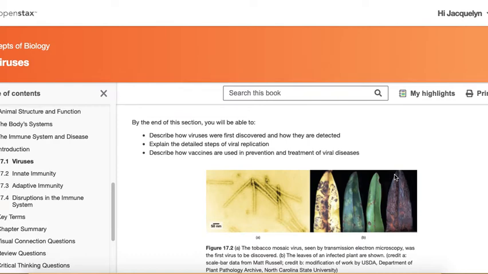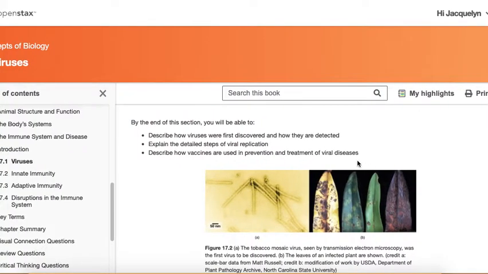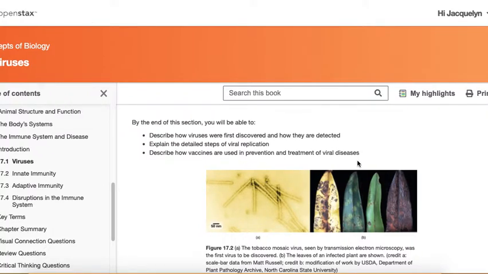So, chapter 17 of the OpenStax biology book goes over our immune system and disease. And the first section starts off by talking about viruses. So, viruses are a hot topic. It's something that comes in and out of the news and tends to get people's attention.